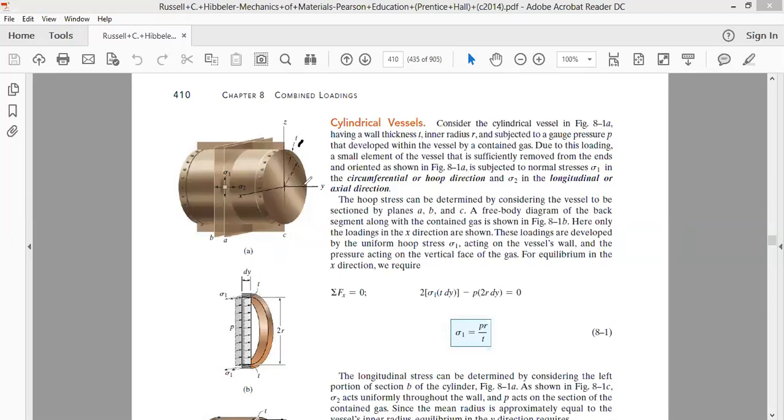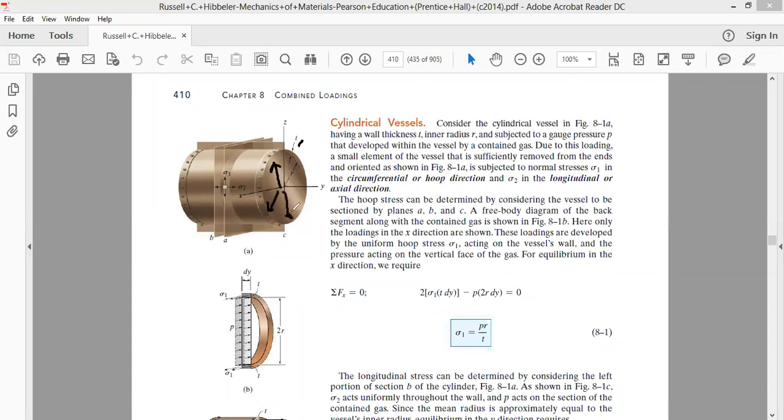We define our y-axis along the axis of this vessel, and the other two axes we define as the x-axis and the z-axis. The y-axis is the longitudinal axis, or the axis of this cylinder. Because of the internal loadings, inside this pressure vessel there will be a gas or some fluid. That fluid exerts pressure on the walls of this cylindrical vessel.